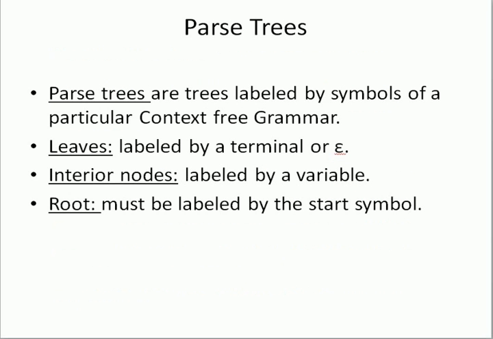Here's some definition about parse trees. Parse trees are trees labeled by symbols of a particular context-free grammar. The leaves of a parse tree are labeled by a terminal. The interior nodes of a parse tree are labeled by a variable, and the root of a parse tree must be labeled by the start symbol.